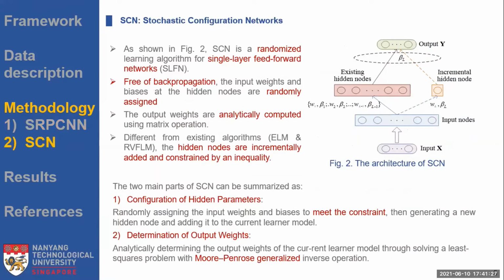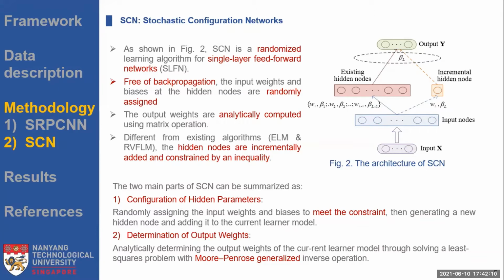For the SCN, we use it to forecast the solar power using the previous 60 points. This is a randomized neural network, meaning that the input weights and the biases at the hidden nodes are all randomly assigned. Then the output weights are computed using matrix operations analytically. Different from existing algorithms like the extreme learning machine and the RVFL, the hidden nodes are incrementally added and constrained by an inequality that will ensure the approximation ability of this neural network.